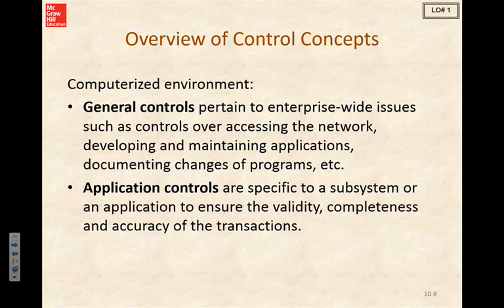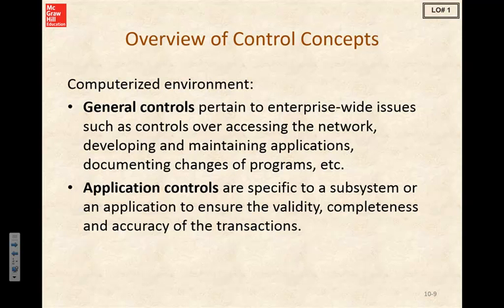And of course, the world was a lot simpler before we brought in this whole computerized environment. Controls maybe were a little simpler, but now that we're in this computerized environment, we've got some general controls to think about pertaining to our enterprise-wide issues. A lot of companies now have networks. We need to have controls over who can access that network, as well as maintaining the applications. And anytime that we make a change to a program, we really should document that change.